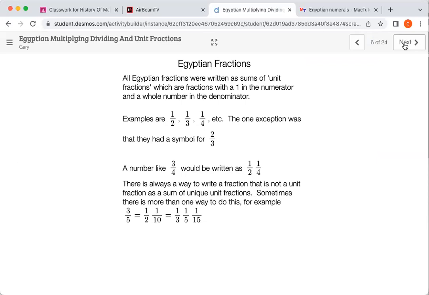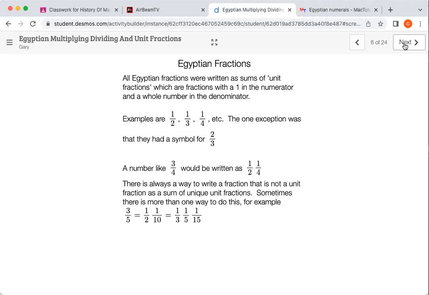Okay, here comes some history now. Egyptian fractions: 1/2, 1/3, 1/4, 1/5, they actually had a symbol for 2/3. They didn't have a symbol for 3/4, but they had a symbol for 2/3. So they have all the unit fractions and they have 2/3. So we will be allowed to use 2/3 also. 3/4 they would write as 1/2 1/4.